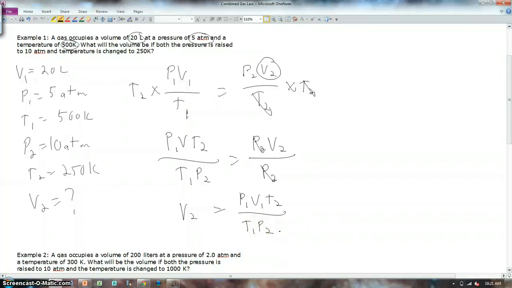Now all you're going to do is take these values, plug them in, and solve. I'm going to let you do that. That'll be your last task on this example.